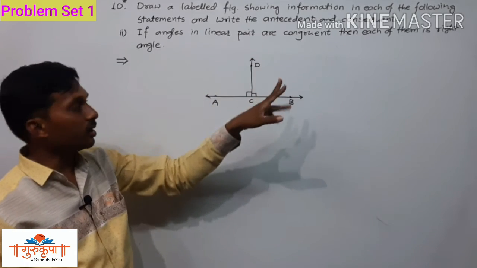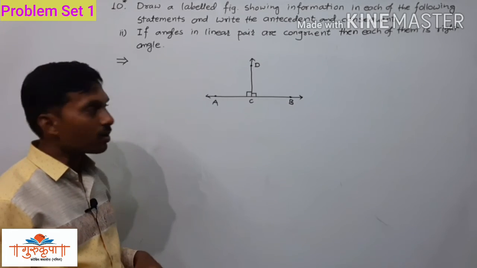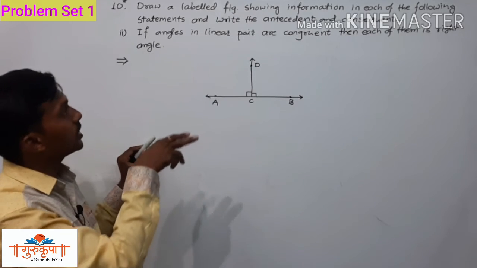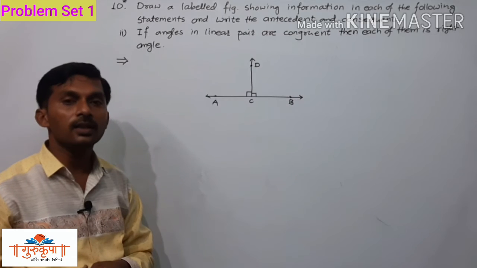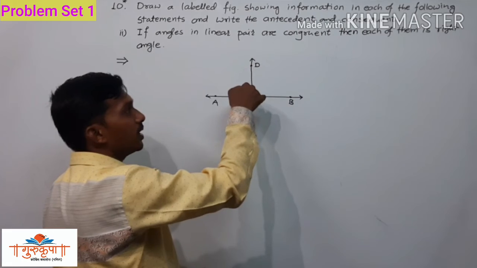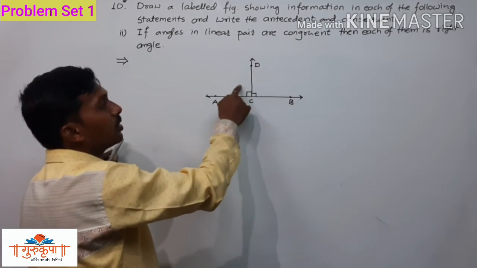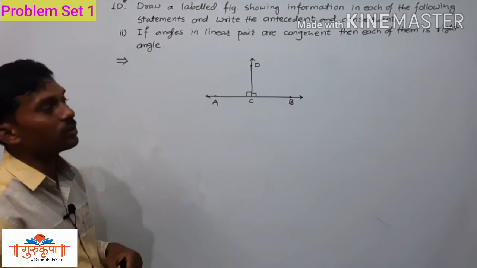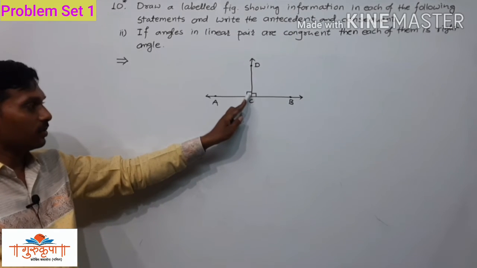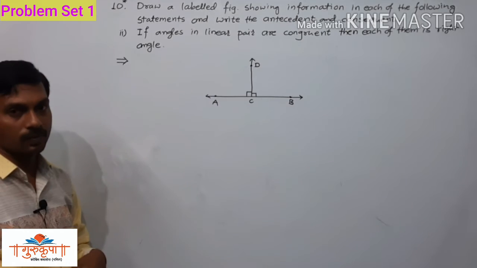Angles in linear pair: if there is a common side between the two angles and their interiors are different, then those two angles are said to be angles in linear pair. So here on a line we have two angles which form the linear pair and they are congruent. If they are congruent, then each of them is a right angle. So here we put these signs of right angles. That is the part which we have to prove.